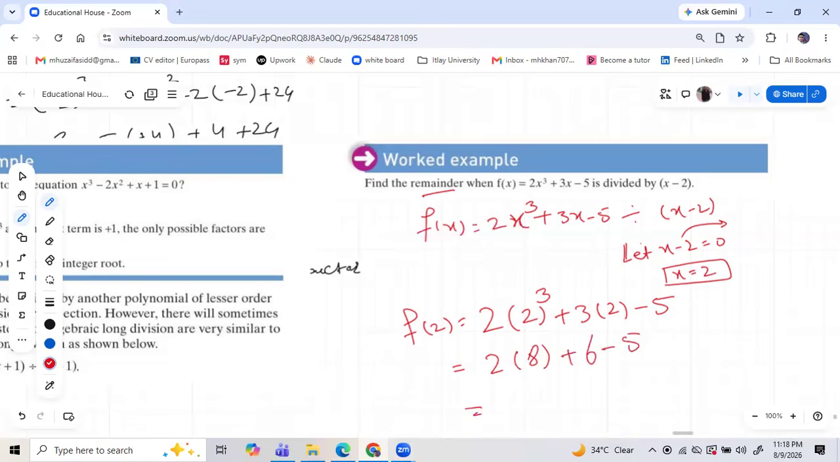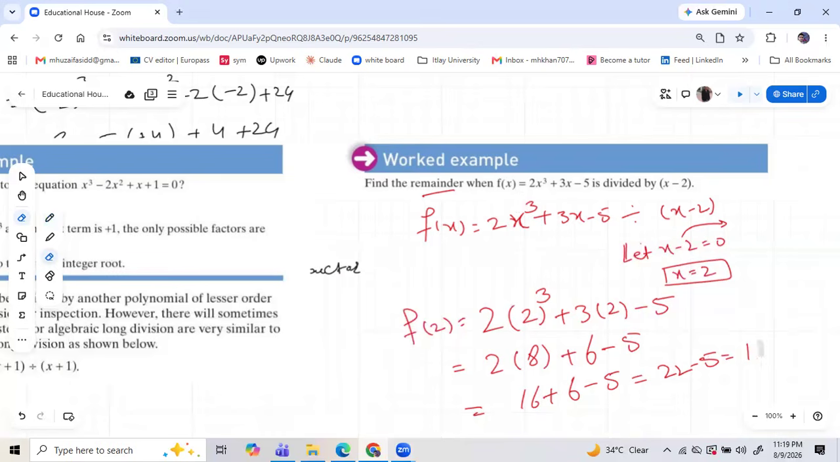So this is 16 plus 6, minus 5. So 16 plus 6 gives us 22, and 22 minus 5 gives 17. But look at it here. 17, sir. Yeah, this is 17. Okay. But look at it here.